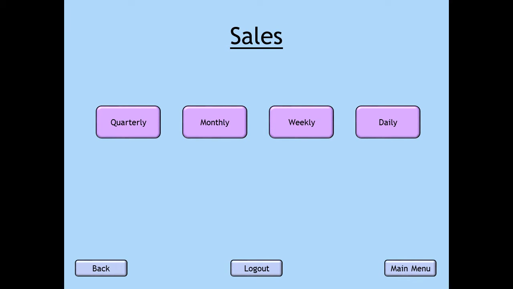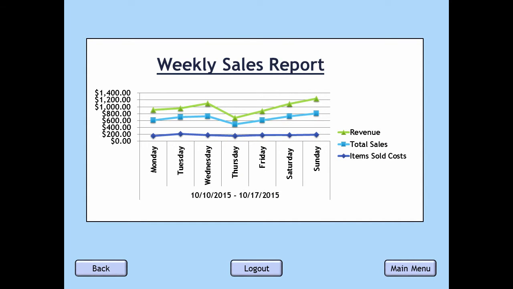Here's the sales slide, and as you can see, it's broken down into different time periods. We have the quarterly, monthly, weekly, and daily sales reports available, which the employee can click on to see how the sales went for that time period. Here's an example of the weekly sales report.